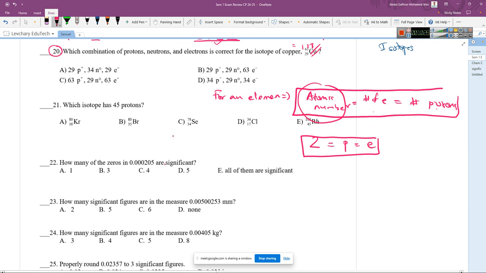Which combination, first calculate, of isotope copper 63. Let's see.